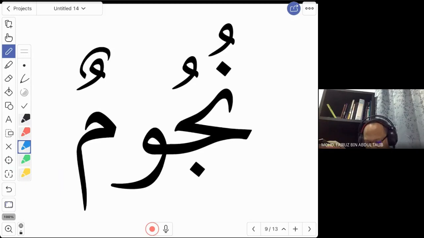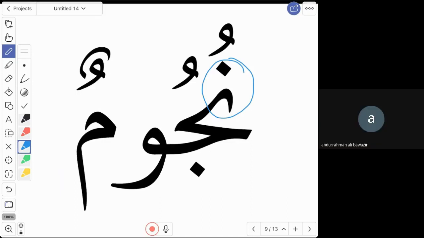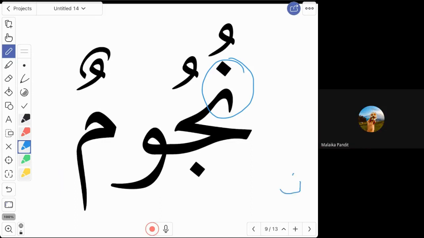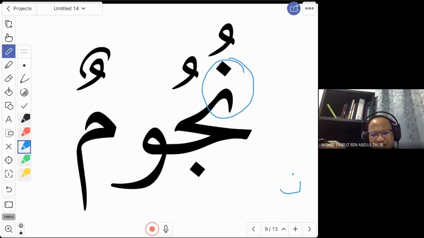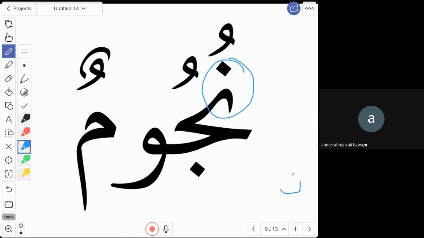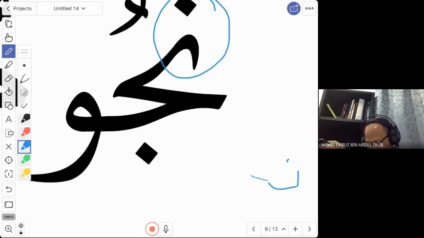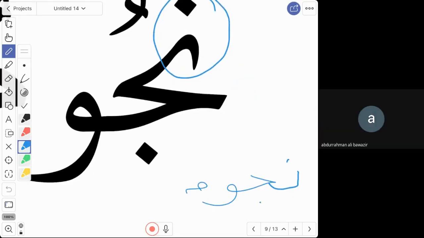Okay, before that, do you recognize what this letter is? Anybody knows what that letter is? Nun. But why do we have a different shape? Nun should be like this, right? Yes, let us listen to Abdul Rahman. Because the letter nun is the first. If the letter nun is the first, I should write like this, nujum. Is that correct?